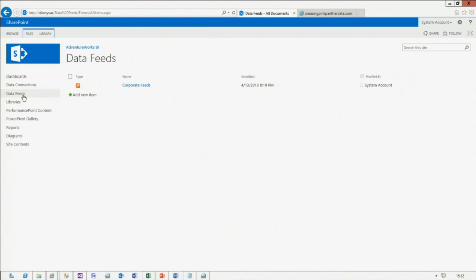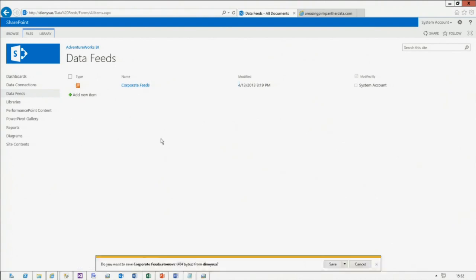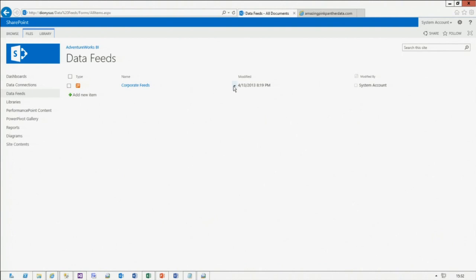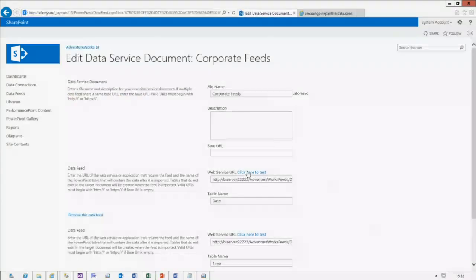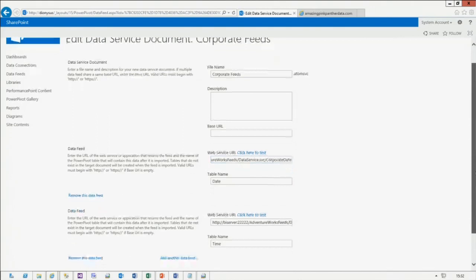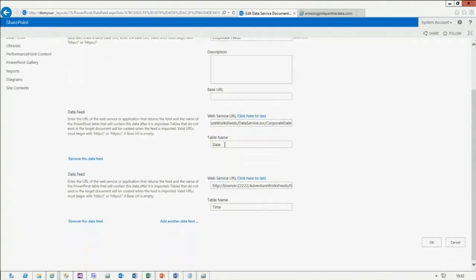So I strongly suggest to my customers that we go ahead and we create a data feed like this. In fact, it's a data service. It's hosted on our web server, and I'll cancel that. If I go and edit this, you'll see that this data service document points to the service on the web server, and what we're able to do then is to introduce a collection of feeds. There's a date feed, there's a time feed, because this data service has multiple feeds coming from it. So then the education's very simple.